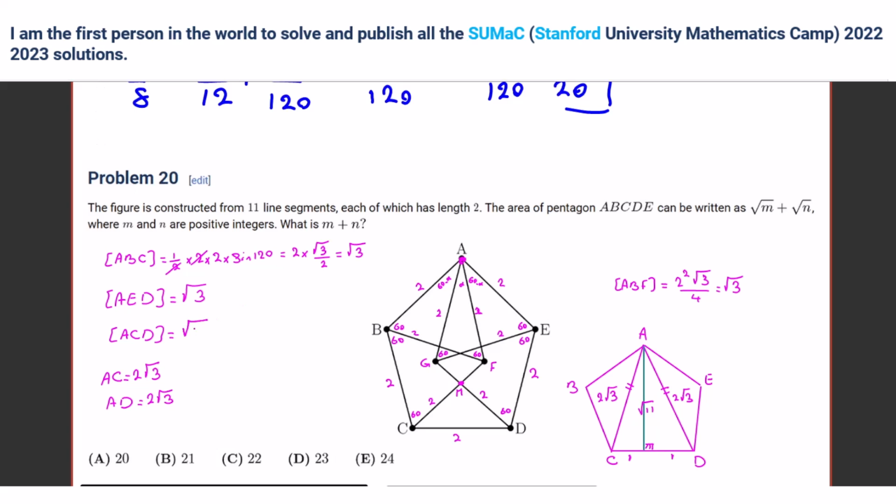So what's the final answer equal to? It's 2 root 3 plus root 11, which is root 12 plus root 11, so m plus n is 23. Exactly. So the answer is 23.